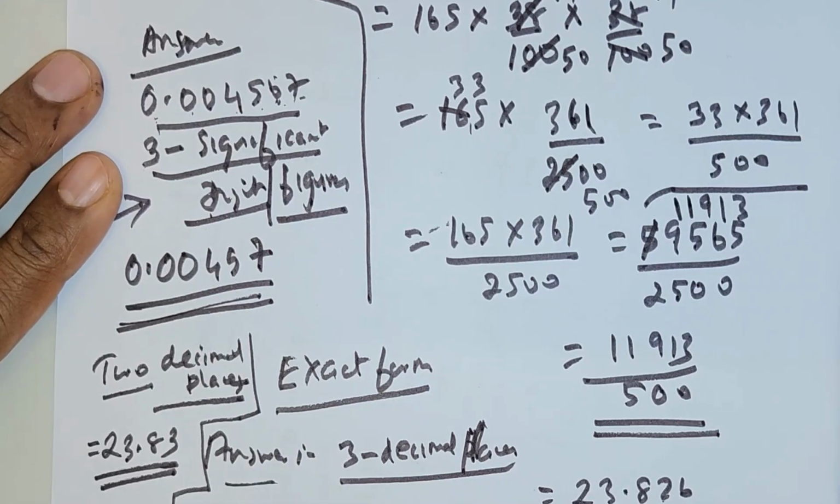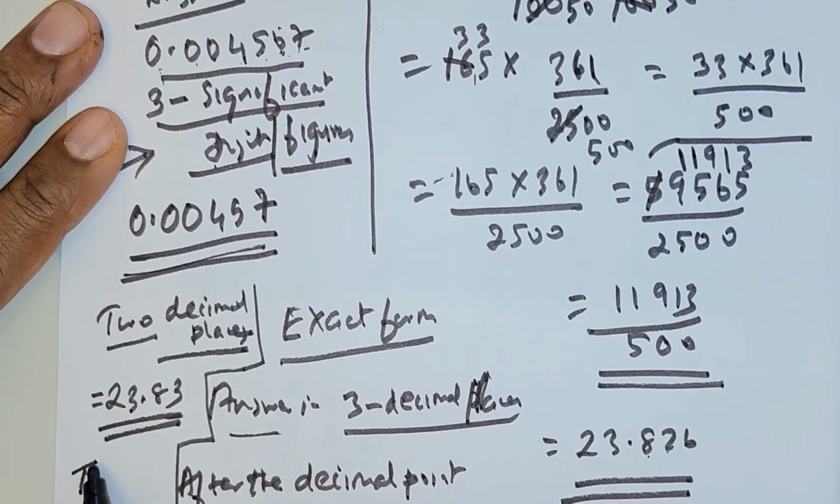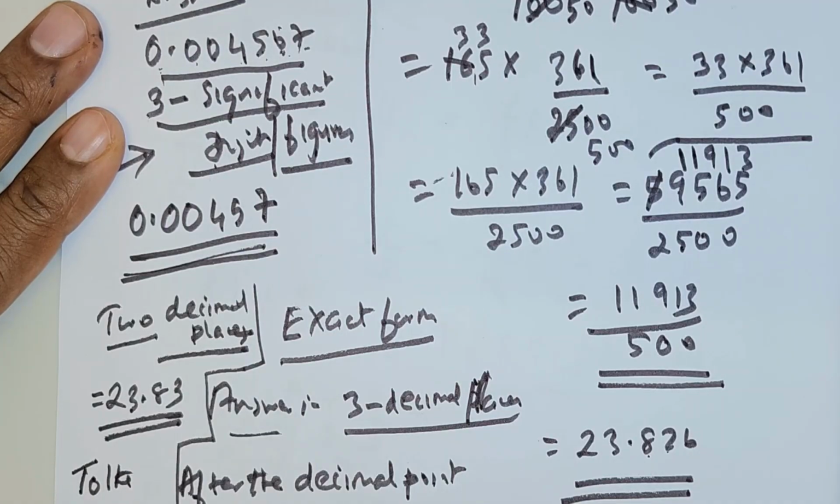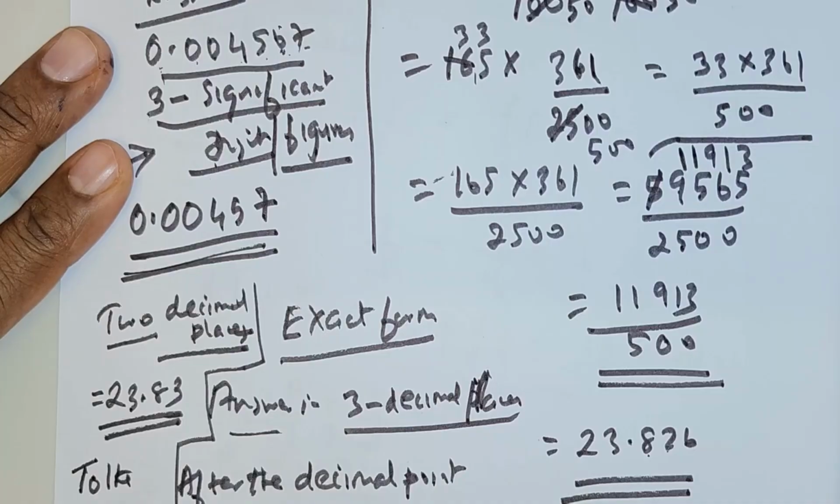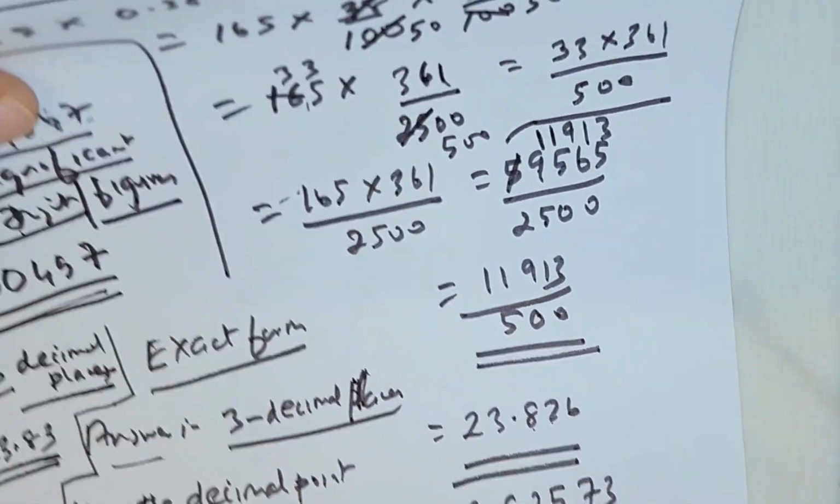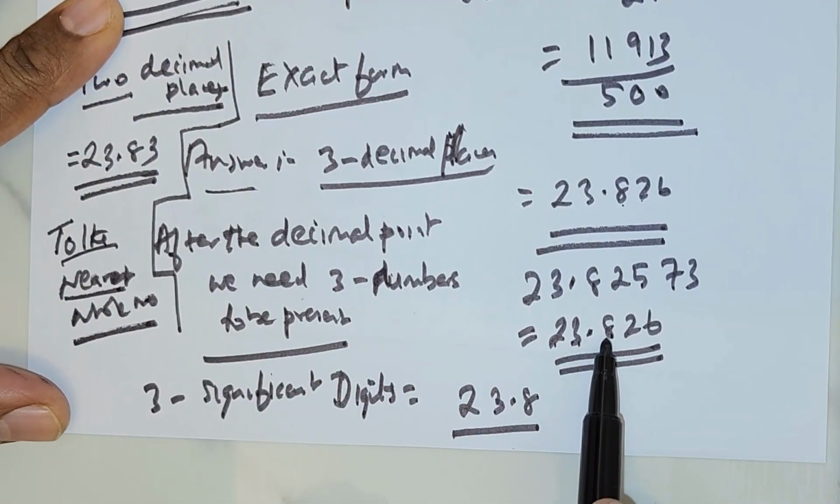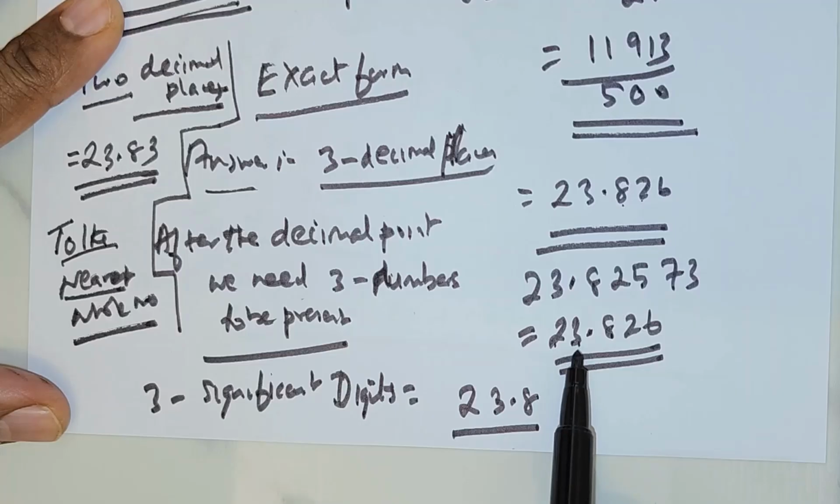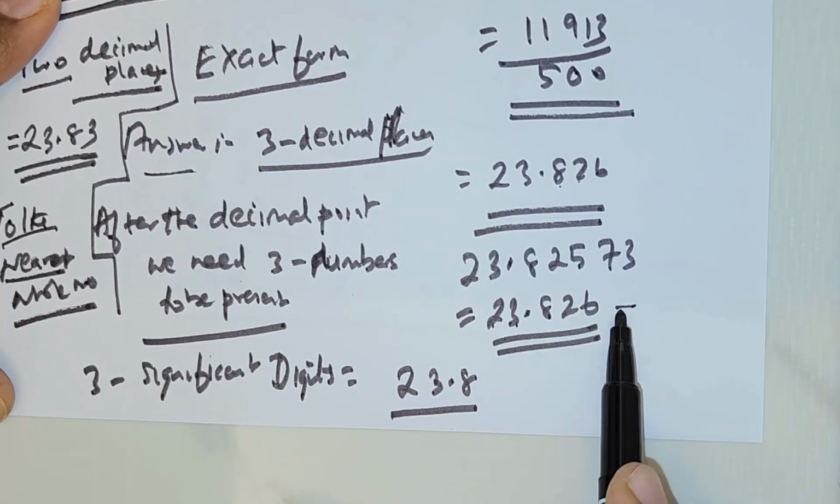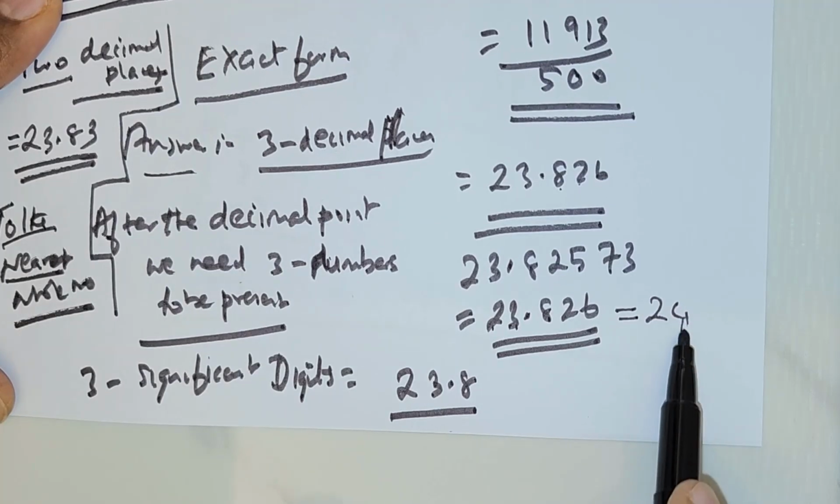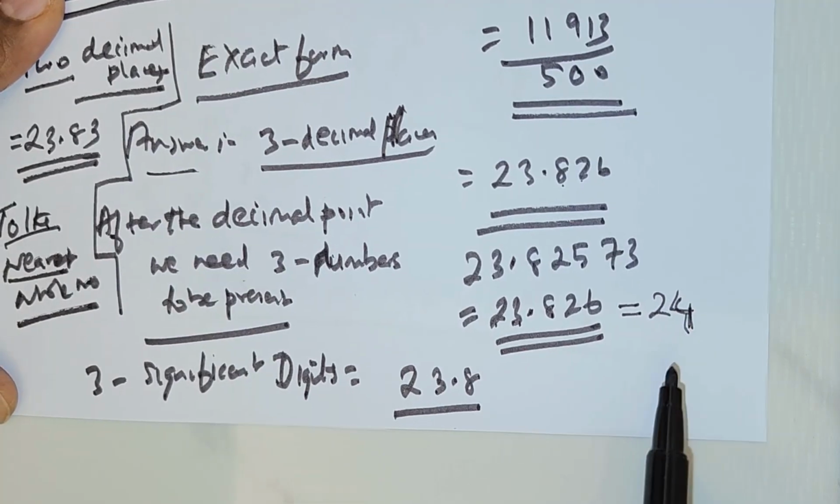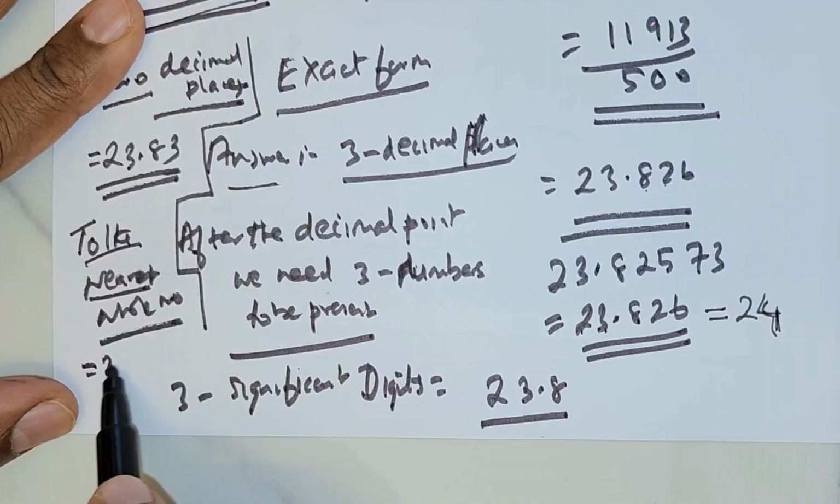Now if they ask you to give the solution to the nearest whole number, how do you do that? What you have got is 23.826. So the nearest whole number to 23.826 is going to be 24. So the solution for this is 24.